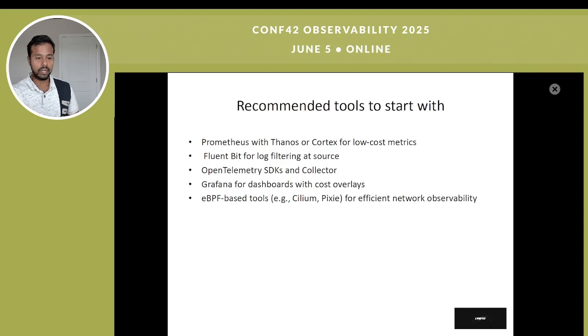I want to end with some of the recommended tools that I would suggest you check out. First off, when it comes to metrics, Prometheus with Thanos as the storage is super helpful, or Cortex as well. You can explore Fluent Bit for log filtering at the source, OpenTelemetry SDKs and collector for traces, metrics, and logs. Grafana dashboards are super helpful for visualizations. They're easy to build, and also there are lots of open source dashboards that you can use. And eBPF tools like Cilium and Pixie help for network observability.